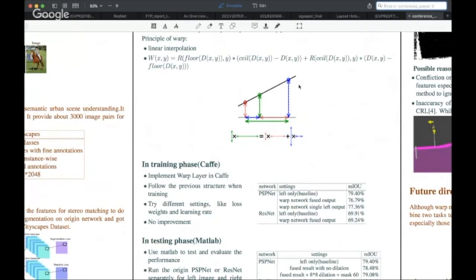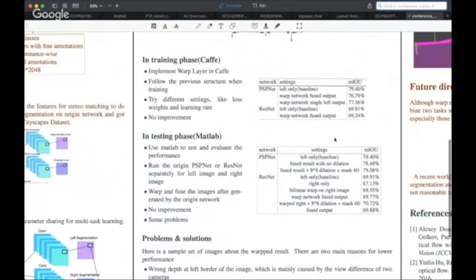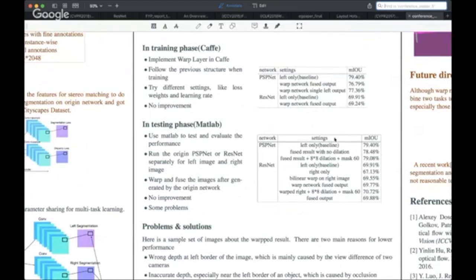So next, let me talk about our experiment details. In the training phase, we first implemented the warp layer in Caffe, modified from 2D warp into 1D warp, and then followed the previous structure and did training. During the training, we tried different settings like different loss weights and learning rates. And finally, we could not get any improvement. The right table shows part of the data of our experiment.